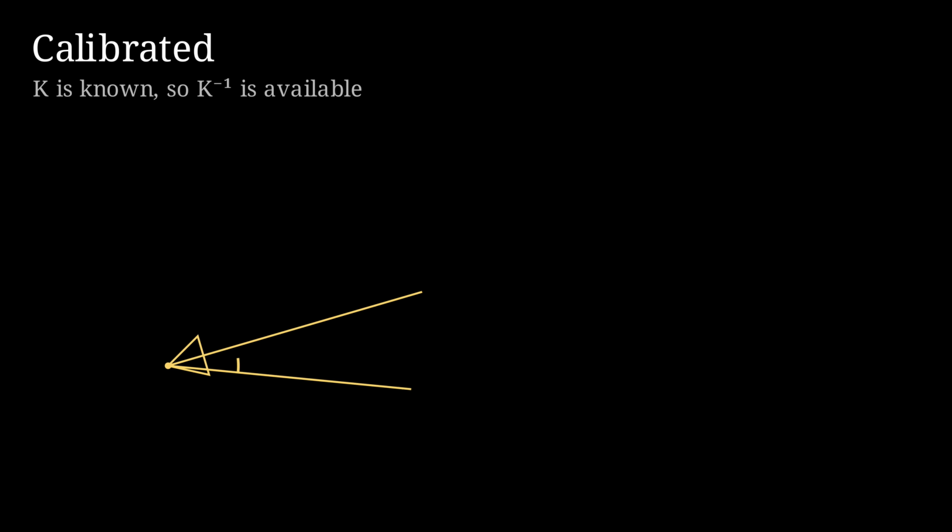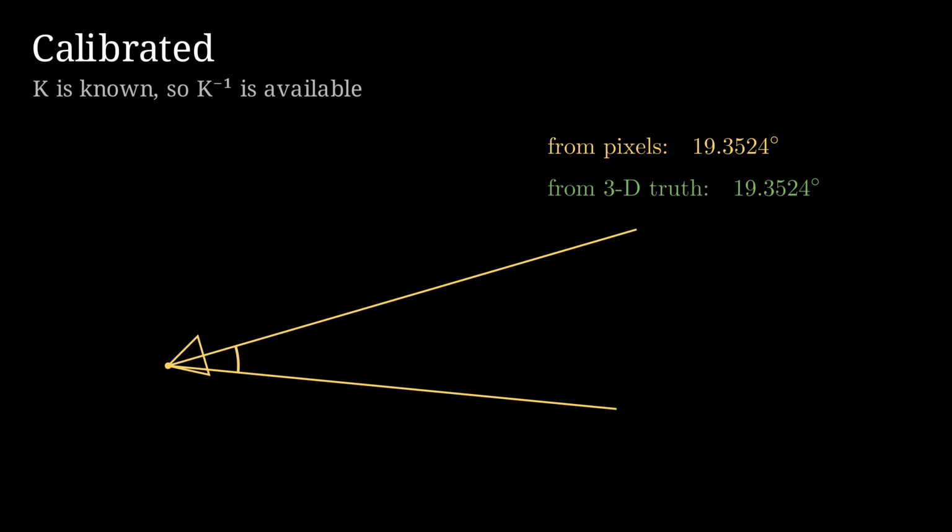And here's a promise you can check. From 2 pixels alone, no 3D information at all, K inverse gives me 2 rays and the angle between them. In our running example, 19.35 degrees. Computed a second way from the true 3D geometry, 19.35, identical. That's what calibrated buys. The image hands you angles. From this moment on, the pixels never appear again. The camera is just a fan of rays.